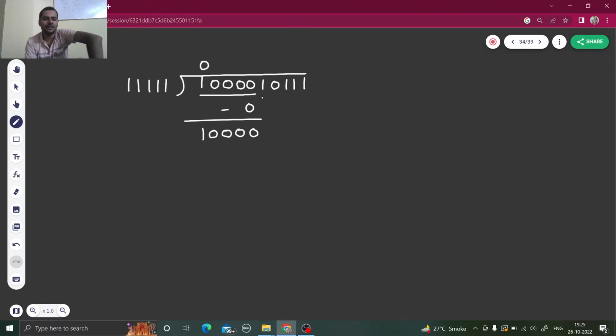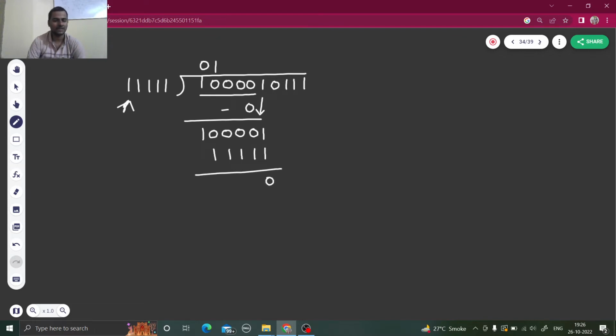Now you can take this 1 down. Now because dividend is larger than the divisor, you can do it in one time, because you have only two options: either multiply divisor by 0, try to get dividend, or multiply your divisor by 1 and try to get dividend. So whatever your choice is, you will get 1 5 times, so one minus one is 0.